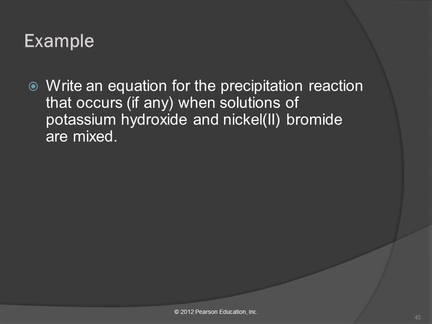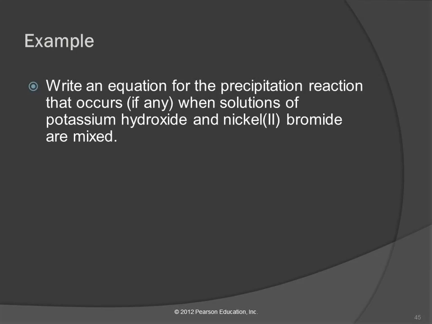Let's do some examples. Write an equation for the precipitation reaction that occurs, if any, when solutions of potassium hydroxide and nickel(II) bromide are mixed. Well, we need some chemical formulas first. Since they didn't give us anything but the names, I'm going to start off on the second line. I'm going to write the ions with their formulas first.